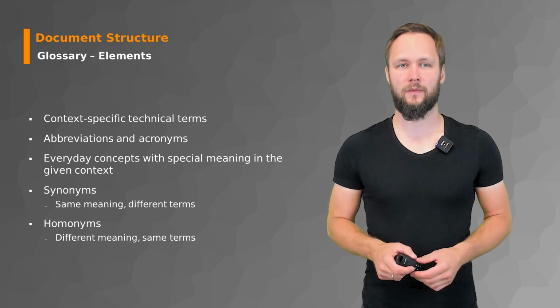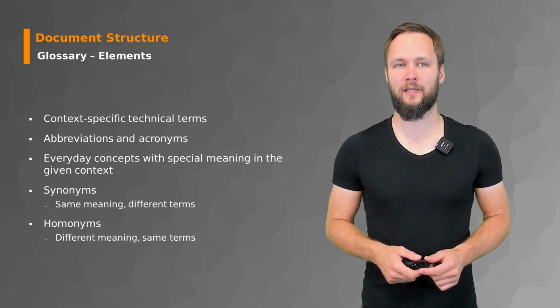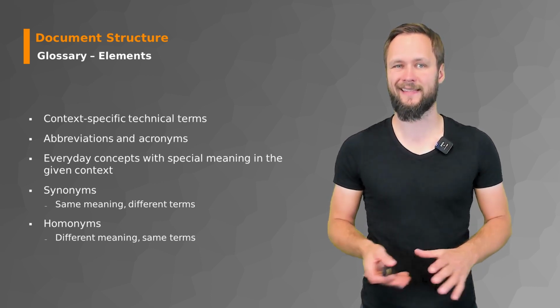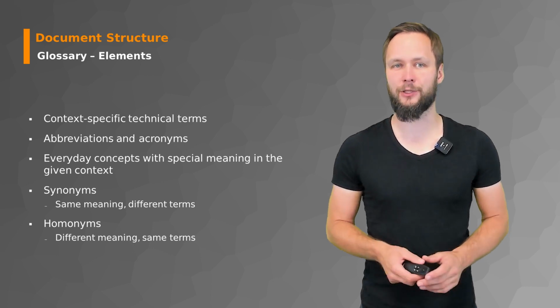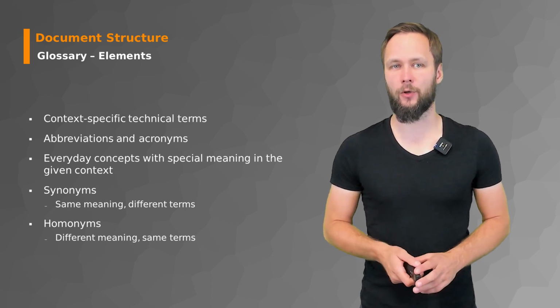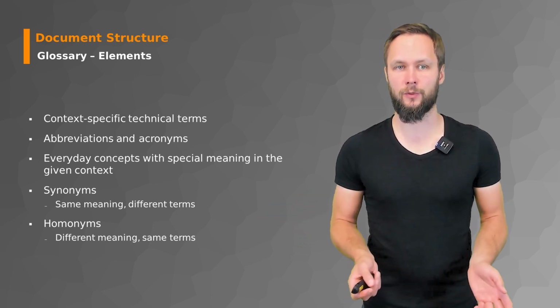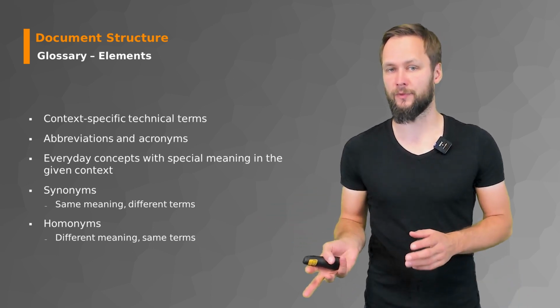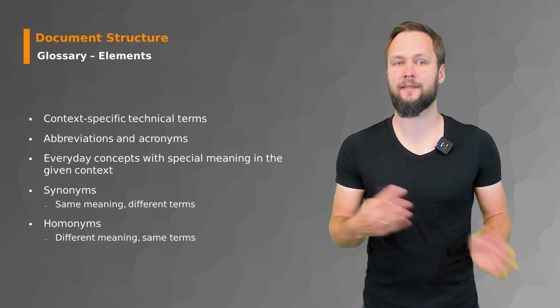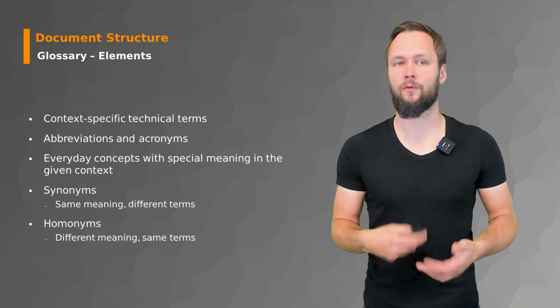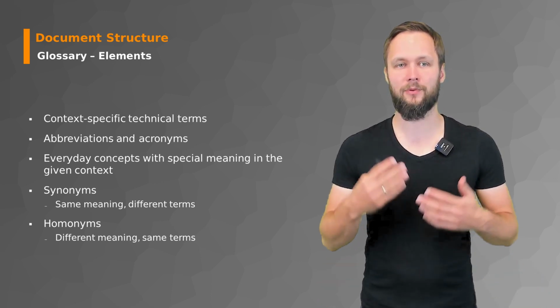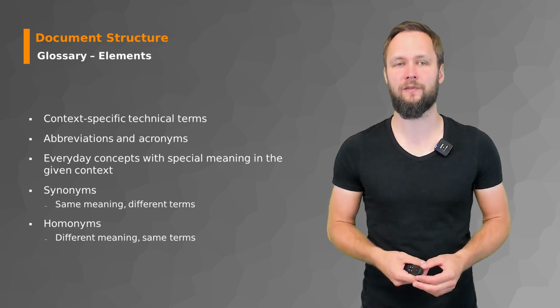So there are different elements to a glossary, like context, specific technical terms, abbreviations and acronyms, everyday concepts with special meanings in the given context, synonyms (same meaning, different terms), and homonyms (different meanings, same term). So all of that information will help to get to this goal of having a unified language for the whole document.